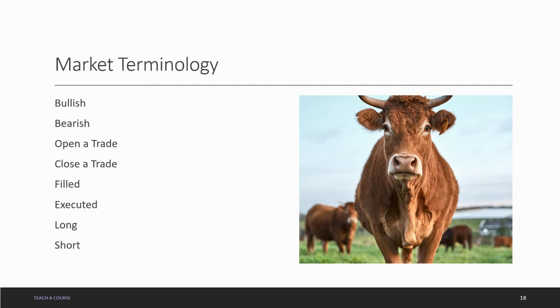So, bullish. When a stock or the market in general is moving up, it is said to be bullish. Bearish is when a stock or the market in general is moving down, it is said to be bearish.